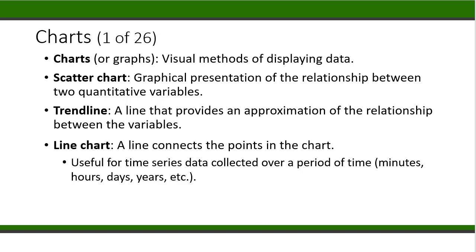So another type of chart is this scatter chart. We've seen that before, and we can actually see the relationship between two variables. It also helps us identify any outliers as well. We can also draw a line between the relationship between the two variables that might be called a trend line. We can also do a line chart. A line chart actually connects the points on a chart. And so you typically would see line charts when you're doing some kind of time series data. And that means that you're collecting data that might span minutes, days, hours, years, and so on.